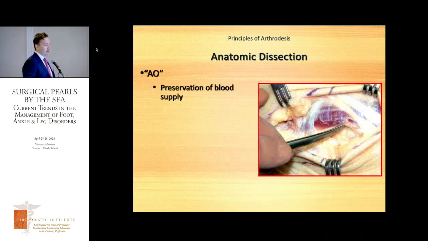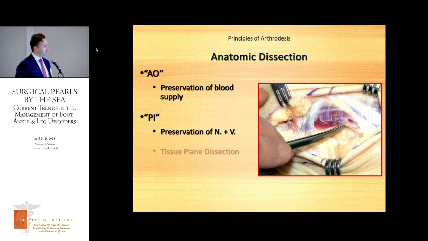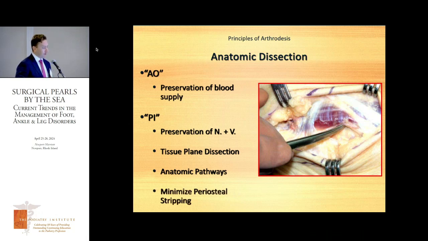The AO principles of anatomic dissection are preservation of blood supply. And with the PI, we go a step further: we're preserving also the nerves and the veins. There's also tissue plane dissection, dissecting down in layers and then closing in layers, and using anatomic pathways to get down to certain joints. That was drilled into me as a resident. I forgot to mention at the beginning that a lot of this is derived from John Rook, and I certainly have in the back of my mind every time I'm dissecting him whispering in my ear about what I'm doing right and what I'm doing wrong. So it's drilled into you when it comes to the PI, and then obviously, minimizing periosteal stripping.